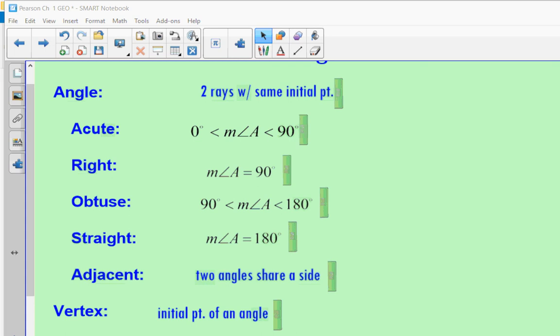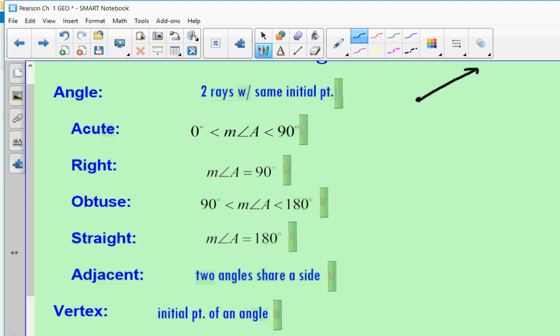Okay, and an angle is two rays with the same initial point. So if you remember, a ray had an end point, and then it went in one direction. So I'm going to draw a ray. That point was either called an end point or a starting point, or in this case, they're using the word initial point. And it's two rays with the same initial point. So I'm going to go to that same point, but draw another ray. And that's what creates an angle. So an angle is going to look something like that.